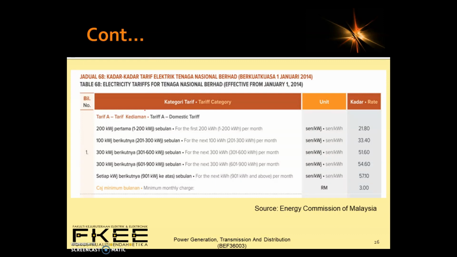This is the table of the electricity tariffs for Tenaga Nasional Berhad effective from 1st of January 2014 until now. The first one, you can see here, for the first 200 kilowatt hours per month is around 21.80 cent per kilowatt hour and so on.